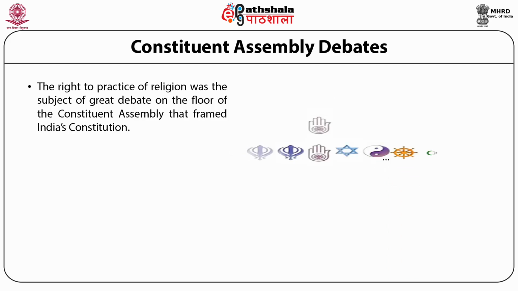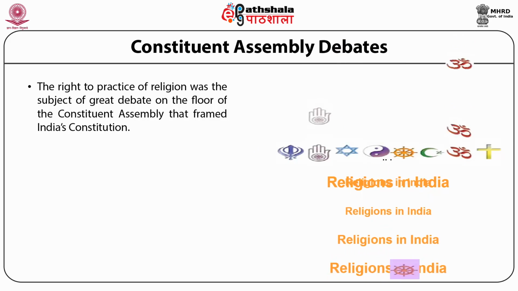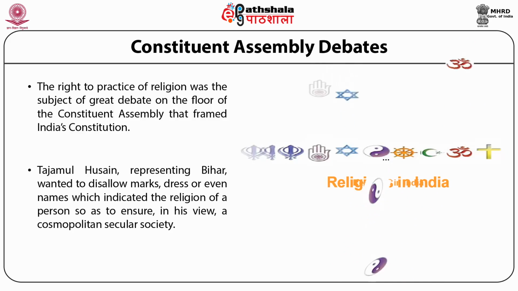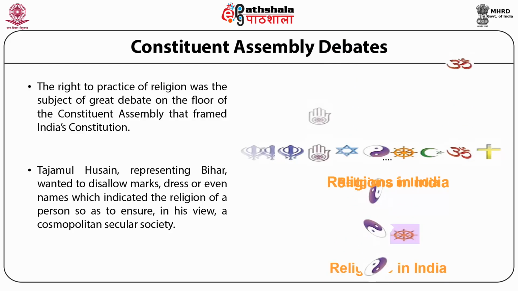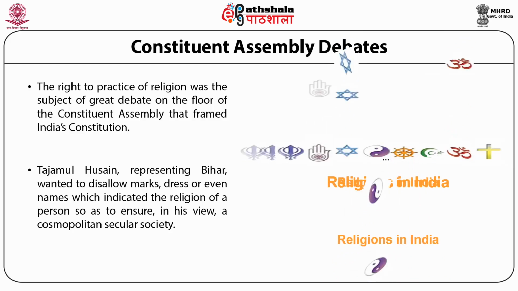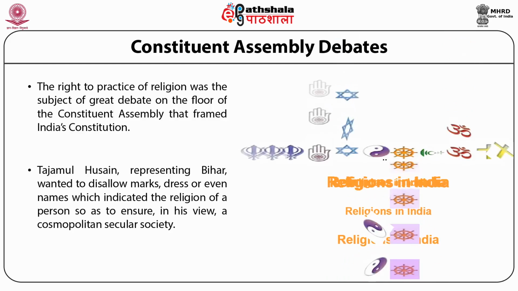The right to practice of religion was a subject of great debate on the floor of the Constituent Assembly that framed India's constitution. Tajammul Hussain was a member of the assembly from Bihar. He wanted to disallow marks, dress, or even names which indicated the religion of a person so as to ensure, in his view, a cosmopolitan, secular society.